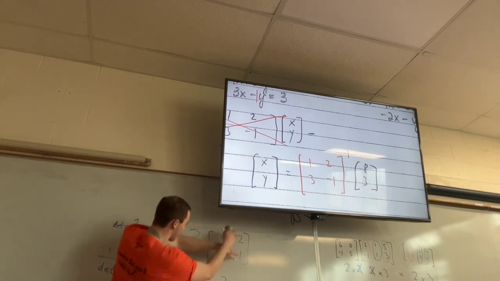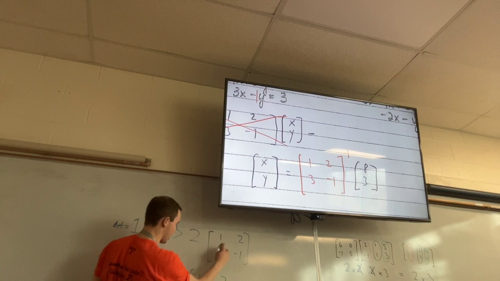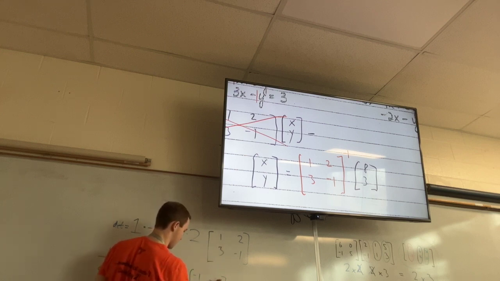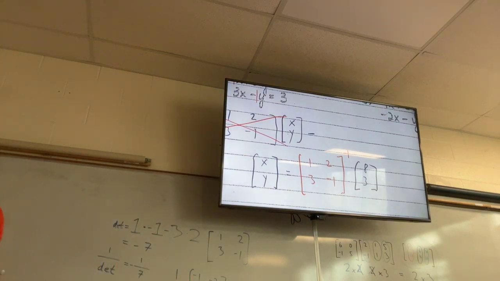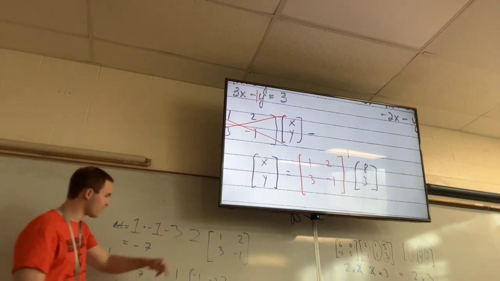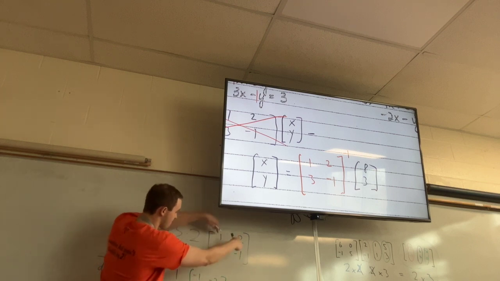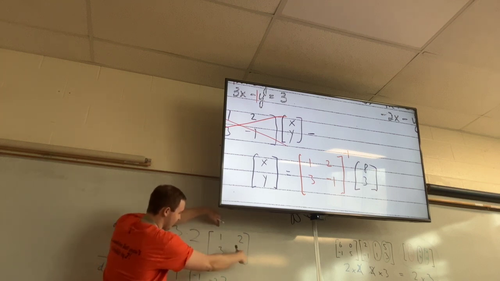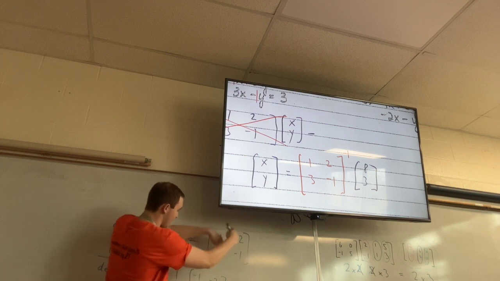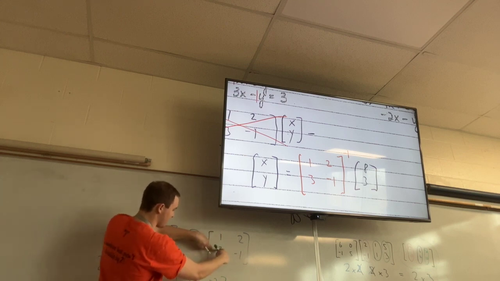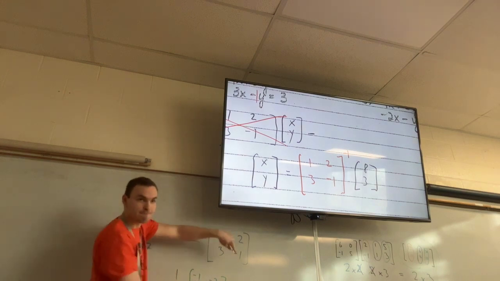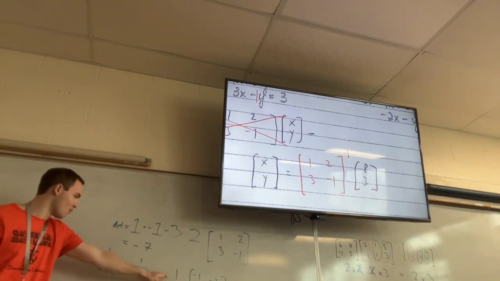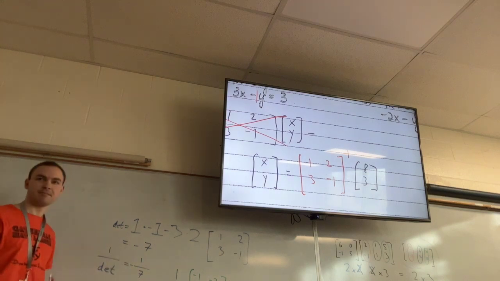What I do is I flip-flop these two, and then I change the sign on those two. Wait, why are they all negative now? Because you put the signs for them. So I flip-flop these two numbers on the main diagonal, top left, and then I just made these both negative. And then I multiply that by 1 over the determinant.